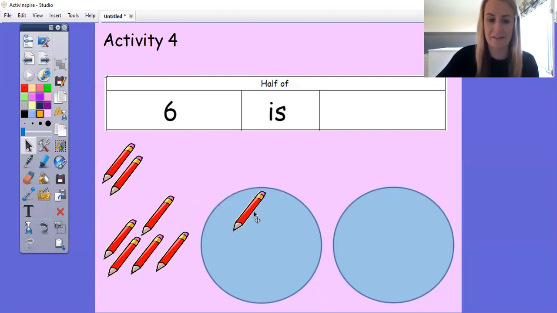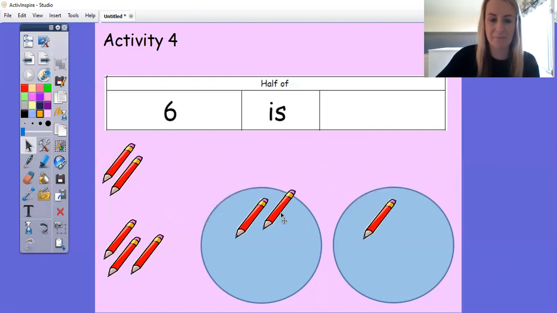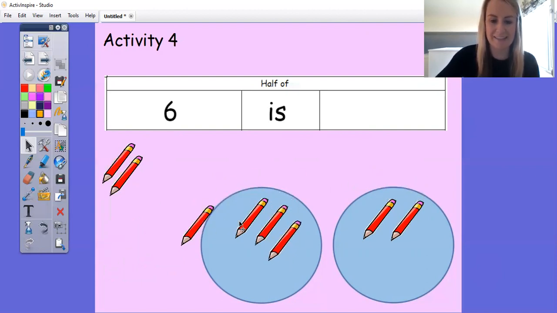Are we ready? 1 for me, 1 for you. 1 for me, 1 for you. 1 for me and 1 for you. And I should have the same in each circle.